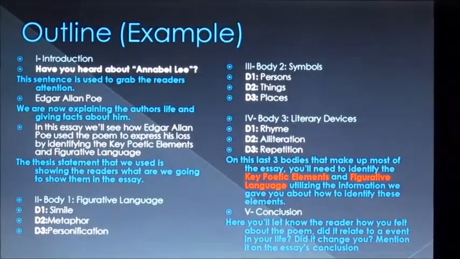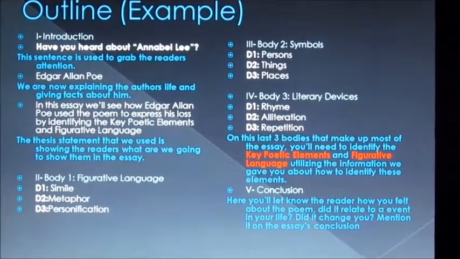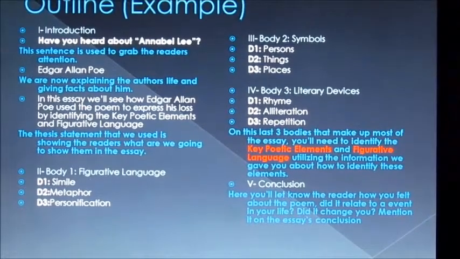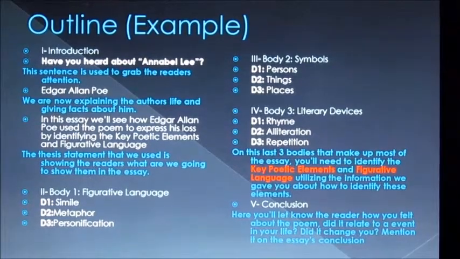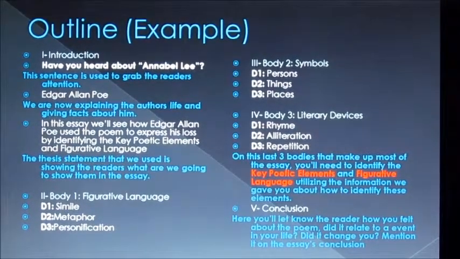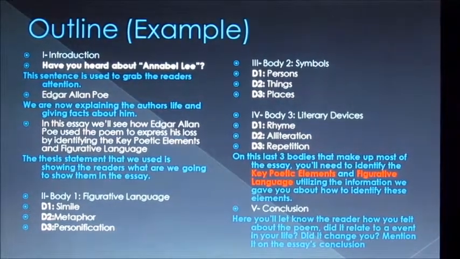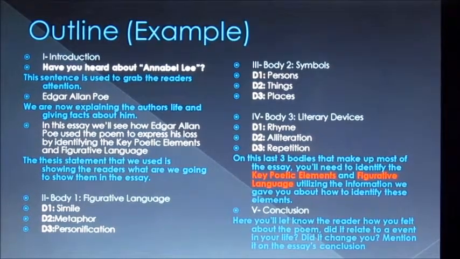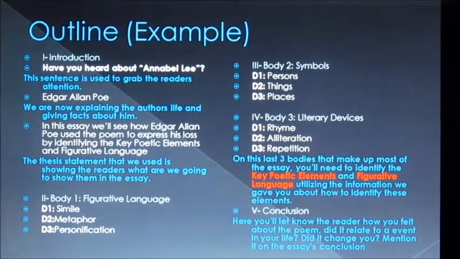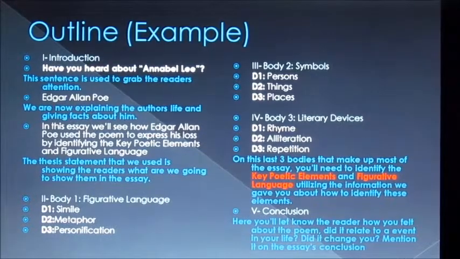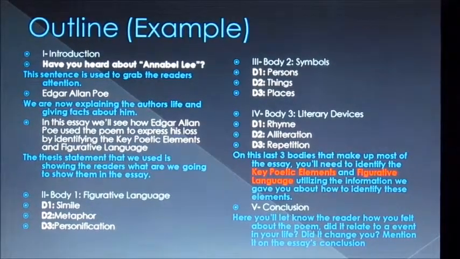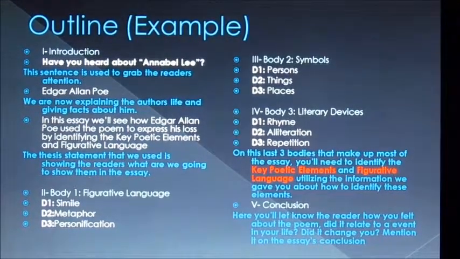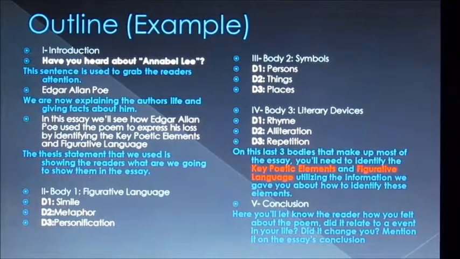Now here we have an example of the outline. First you will put the introduction. Here you will gather your reader's attention. Here we have an example and we put, have you heard about Annabel Lee? And this sentence is used to grab the reader's attention. Then we have the author, Edgar Allan Poe. We are now explaining the author's life and giving facts about him. In this essay, we'll see how Edgar Allan Poe used the poem to express his love by identifying the key poetic elements and figurative language.